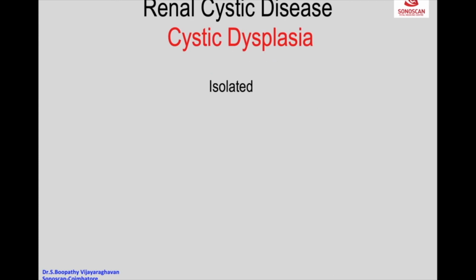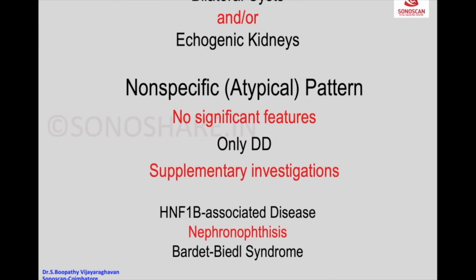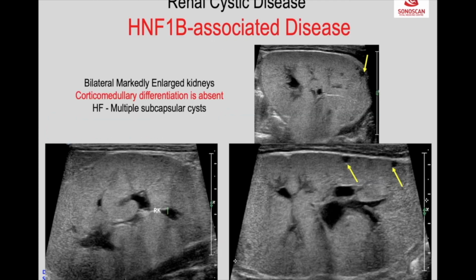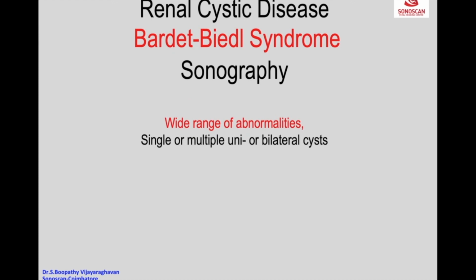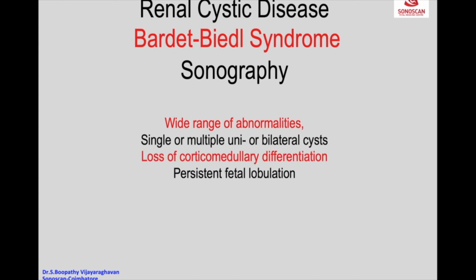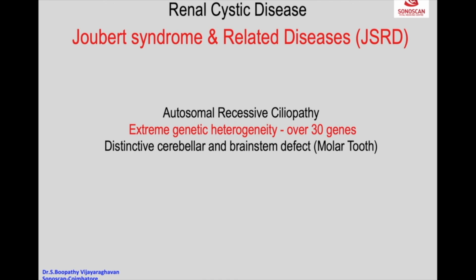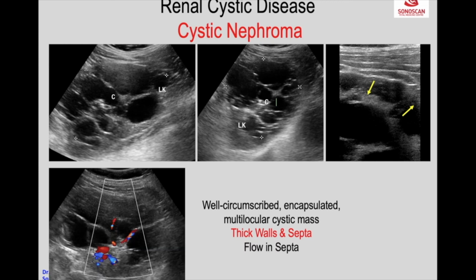Now, cystic dysplasia may be isolated, and the conditions which are presenting a clue for this diagnosis, but at the corticomedullary junction are suggestive, and isolated renal unilateral or bilateral cysts, loss of corticomedullary differentiation, persistent distinctive cerebellar and brainstem defect described as molar tooth sign, and on color Doppler there is flow in the septa, leading to a diagnosis of cystic nephroma.